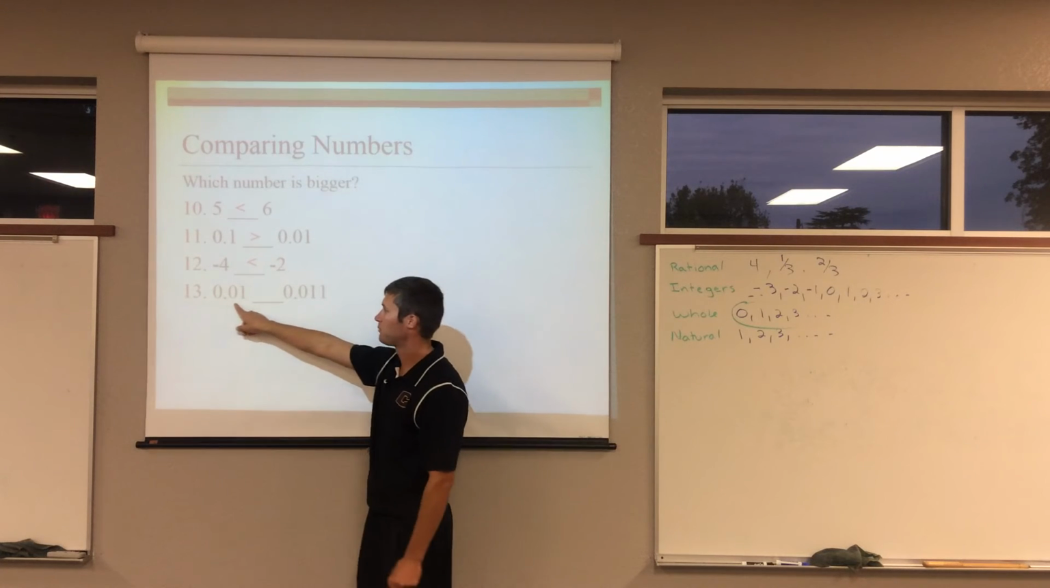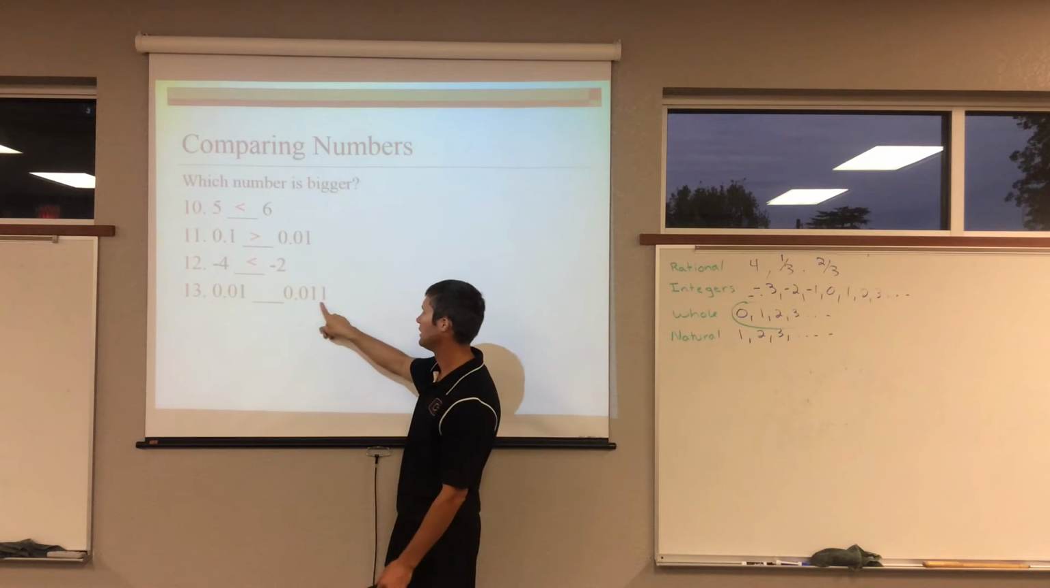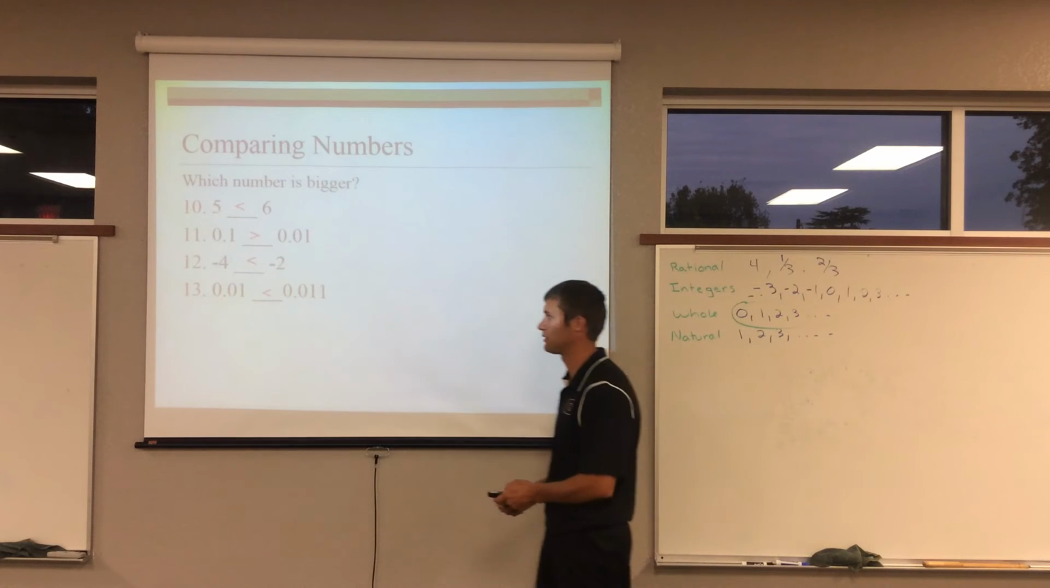Next, 0.01 or 0.011. They both end at 1 here, but we have an extra digit. It's positive, so we'd say 0.011 is greater than.